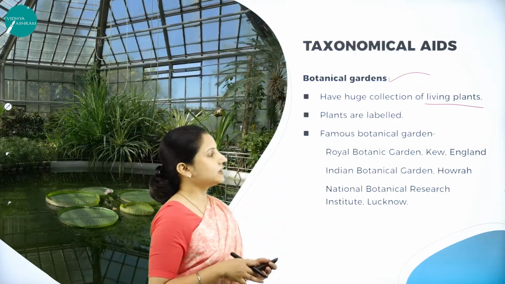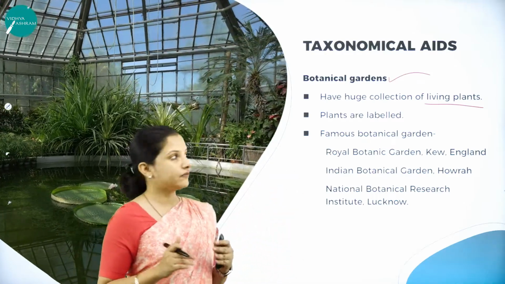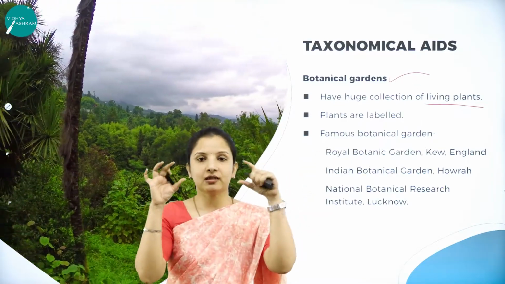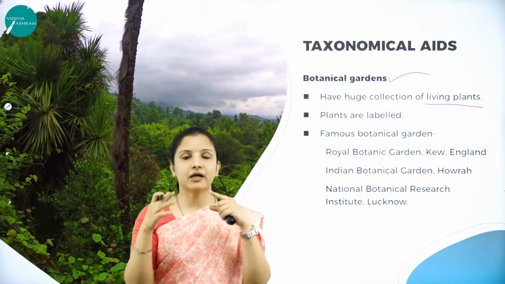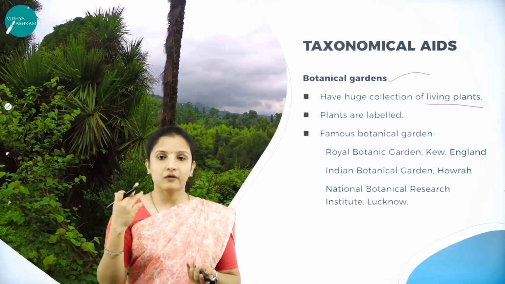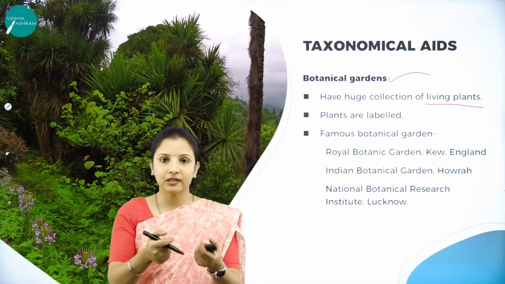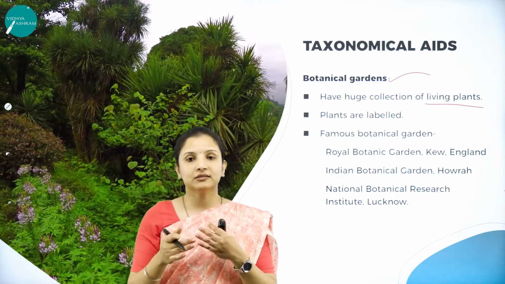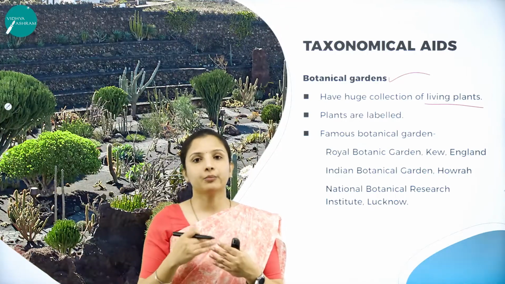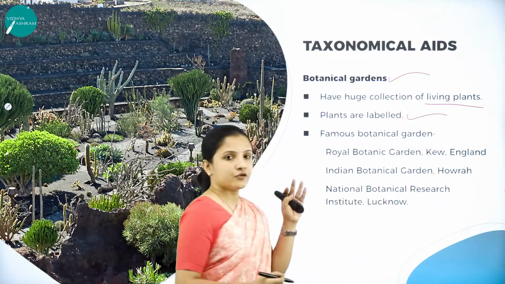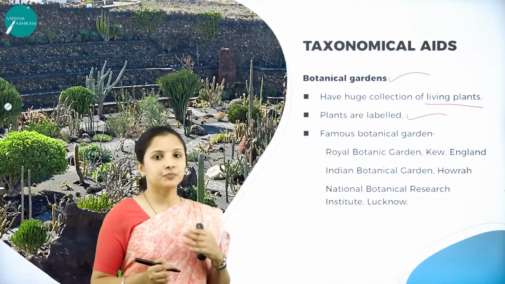So botanical gardens have a huge collection of living plants, and here the plants will be labeled. You might have seen nameplates put on the plant so that you will understand what the name of the plant is, so that you can make a list, or there itself in your mobile you can type the name and understand the morphological characters of that particular plant.